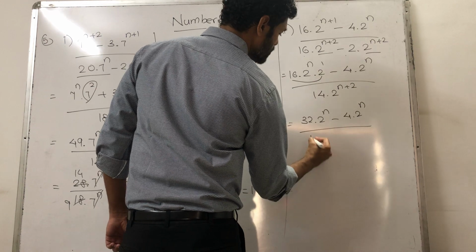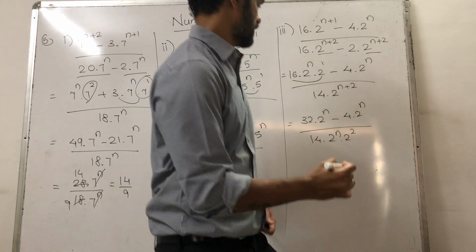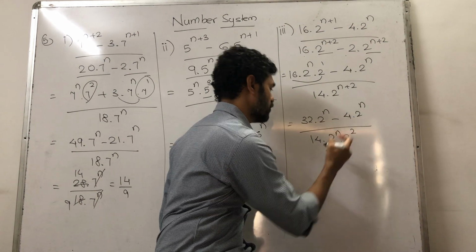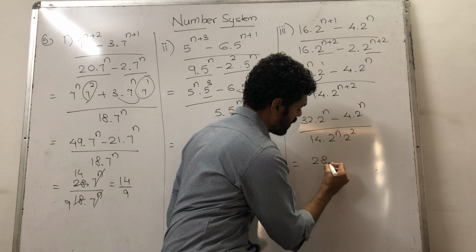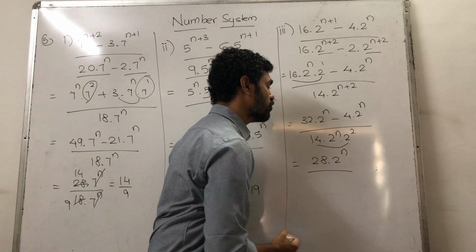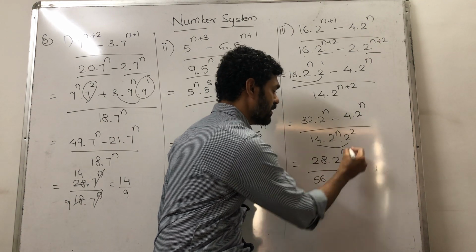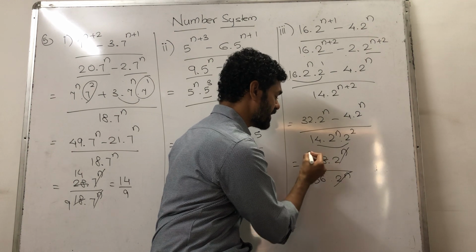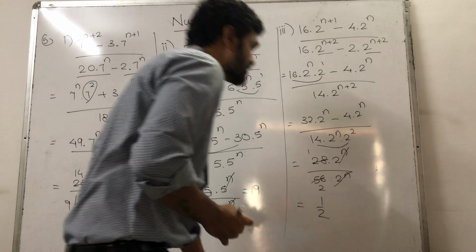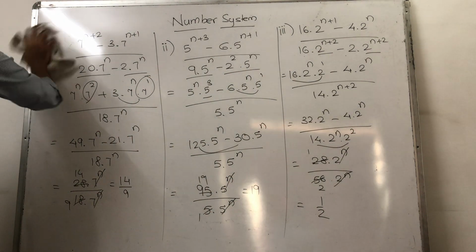2 raised to n plus 2 we will break down as 2 raised to n into 2 raised to 2. Now here you have 32 times, here you have 4 times. 32 minus 4 is 28. So in the numerator you have 28 times 2 raised to n. 2 square is 4. 4 into 14 is 56. So this is 56 times 2 raised to n. 2 raised to n in the numerator and denominator gets cancelled. 28 2s is 56. Sorry, so your answer is 1 by 2. So that was question number 5.